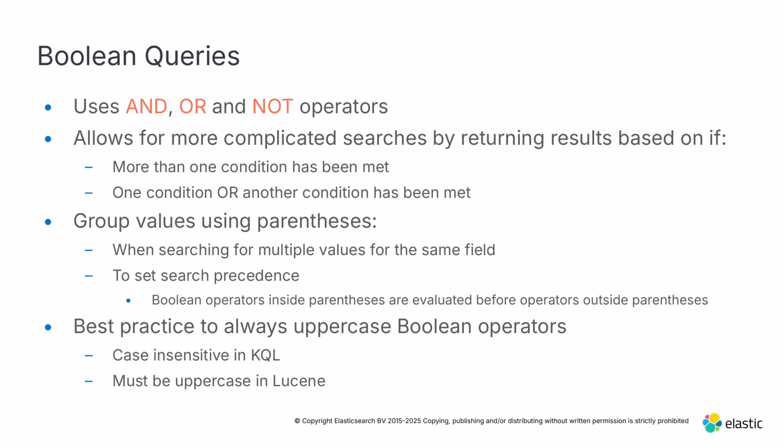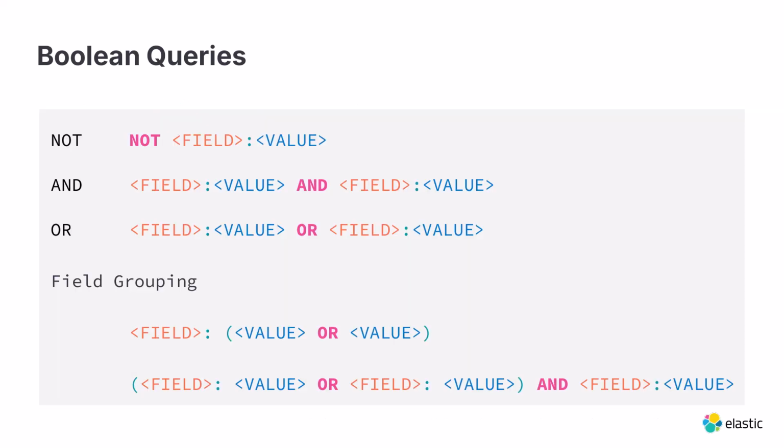Here are some examples. Notice that the not is going to come before the field value pair. When you're using and, or, that's going to go between the field value pairs, and then for grouping, again, if the field name is the same, but you want to search for different values, you can put parentheses around those values. Parentheses control the logic and order of operations. Whatever is inside the parentheses is going to be evaluated first.